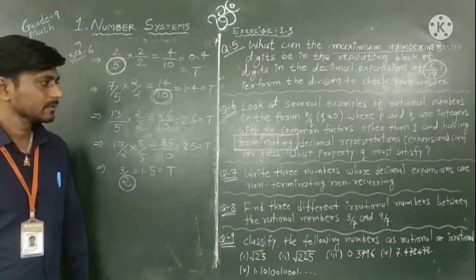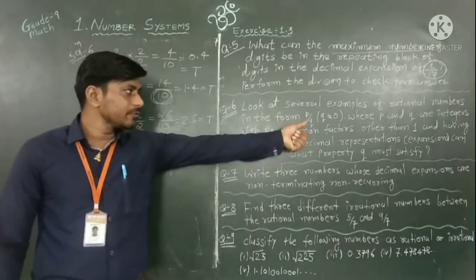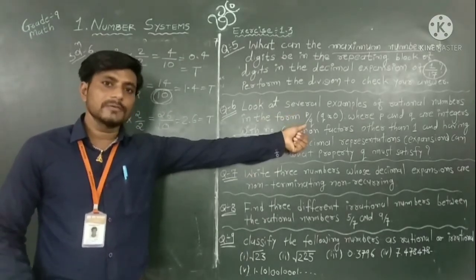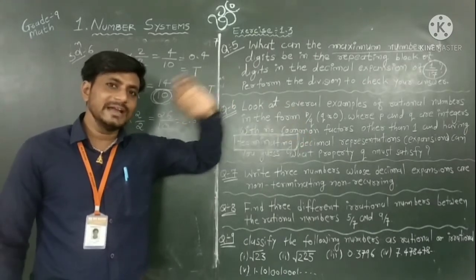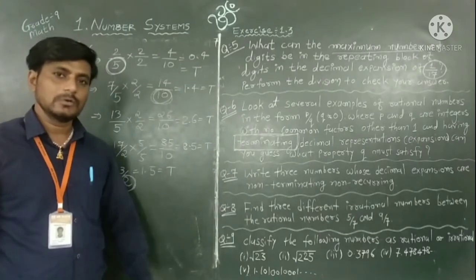Okay. Again, last time I repeat. In a p by q form, if q is a factor of 2 or 5 or 10, that number is a terminating number. Got it?